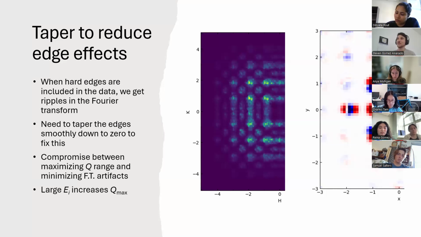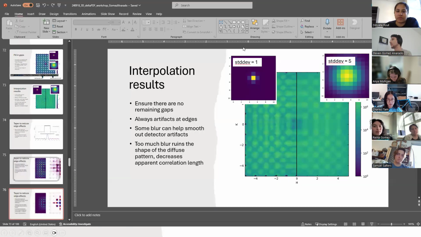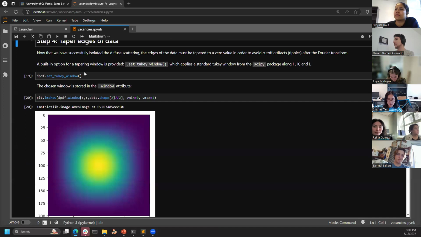Okay, let me backtrack. This is not an experiment. This is data that I created by hand. So in the experiments that we have in our lab, most of the data sets are 26 keV, which gets you about 5 to -5 in reciprocal space. Okay, so let's go ahead and see what that looks like in the code.